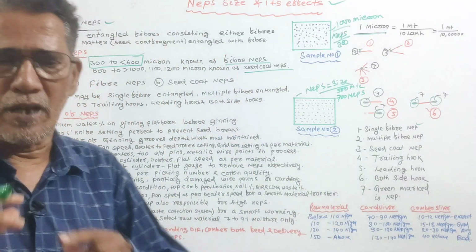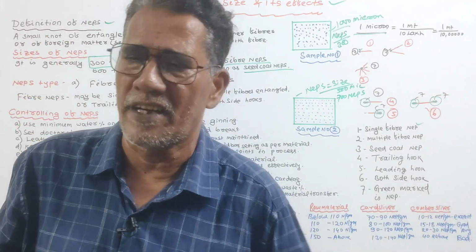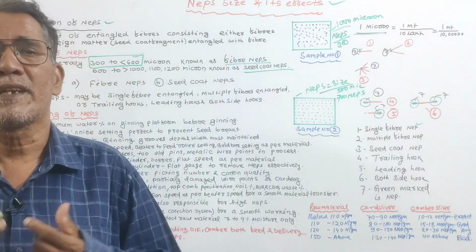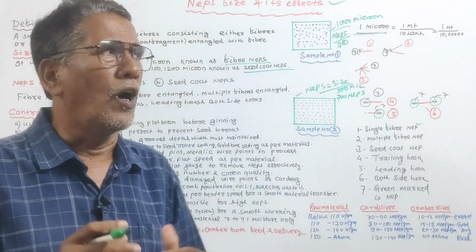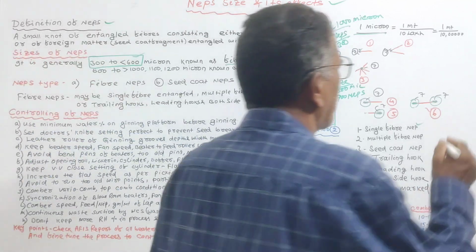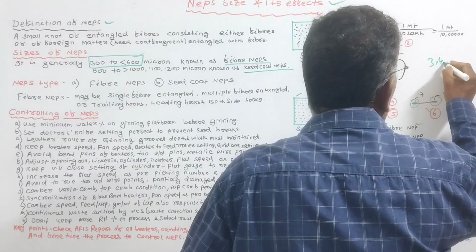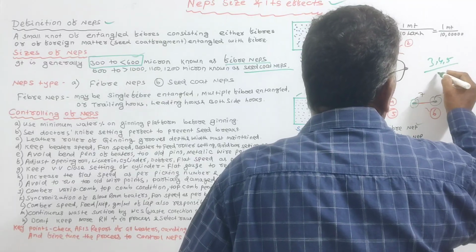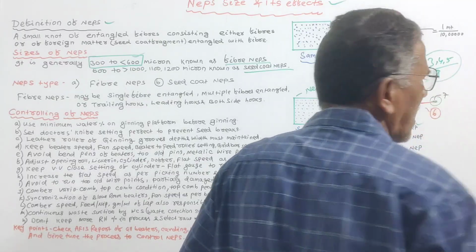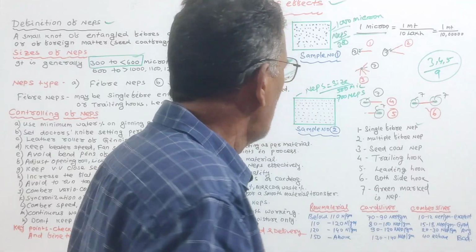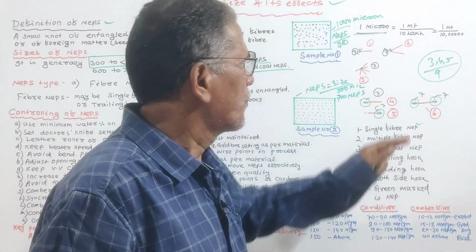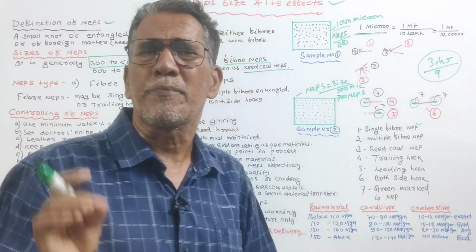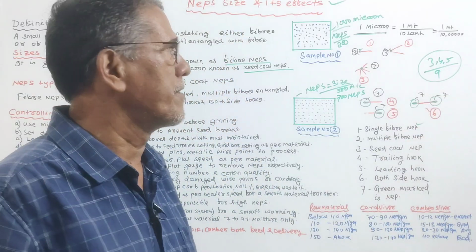Seed coat naps are always more in size. I am telling one thing: seed coat naps in carding are always kept at 3, 4, 5, maximum 9, only single digit accepted. If you are doing the combing process, it will be seed coat nap 0 or maximum 1.